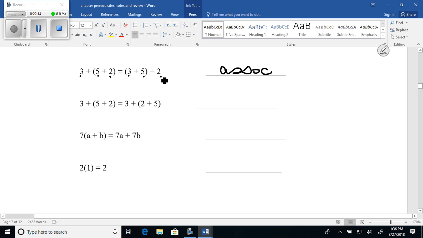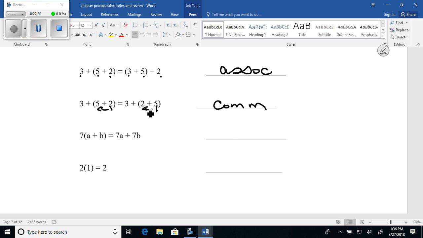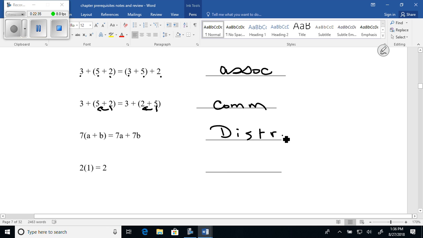What did you get? Christian. Commutative. Why? Because they're in different order. Who's in a different order? 5 and 2 flipped. Commutative. Next one. Leah. Distributive. They went through to each other. Last one.